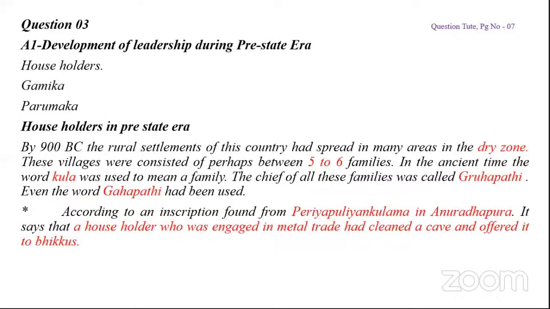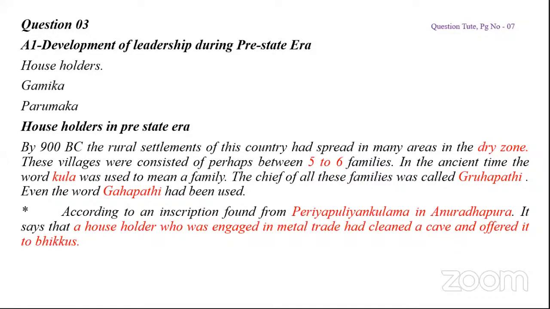Now we'll go to question 3, possible questions, development of leadership during the pre-state era. This is a possible question, but normally they are not giving questions regarding these Gruhapatis and all; still, householders, Gamikas and Paramakas, we have to write. Householders in the pre-state era, page number 7 of the question tube. By 900 BC, the rural settlements of this country had spread in many areas in the dry zone. These villages consisted of perhaps between 5 to 6 families. I told you, in a small village there were 5 to 6 families.